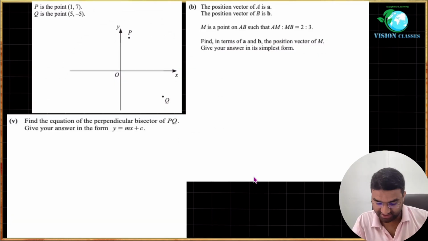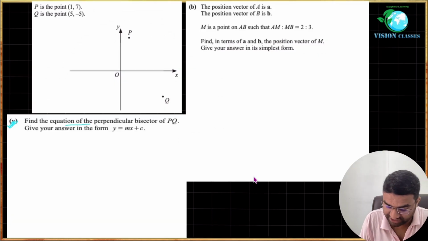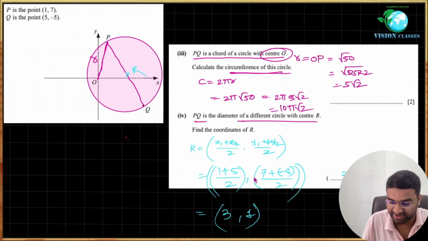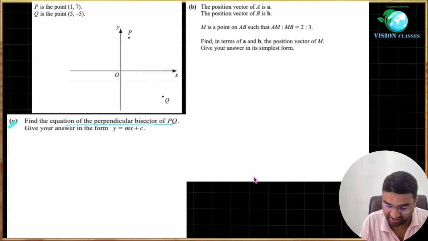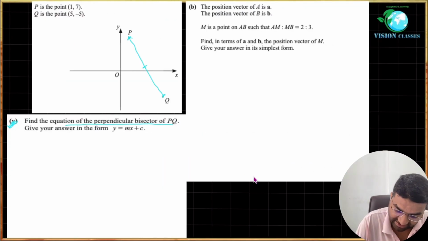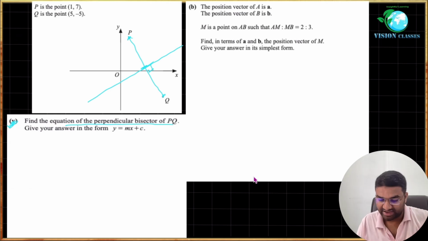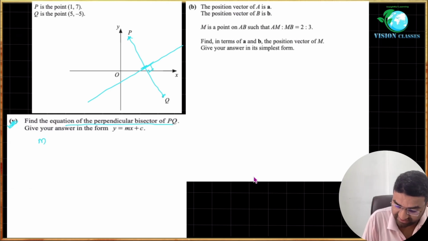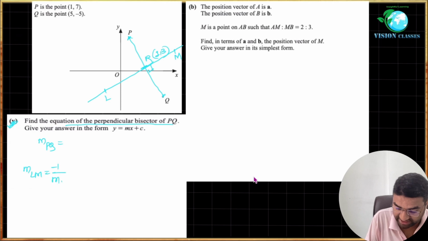3, comma 1. Fine. Here is the fifth question. Find the equation of the perpendicular bisector of PQ. So we already calculated the coordinate of R. But here we have to calculate the perpendicular bisector. Bisector means it divides into two parts. Fine. And we have to first find the gradient of PQ. Then I will name the perpendicular line as LM. R we already know. So the perpendicular line gradient will be: gradient of LM is equal to negative 1 upon gradient of PQ.